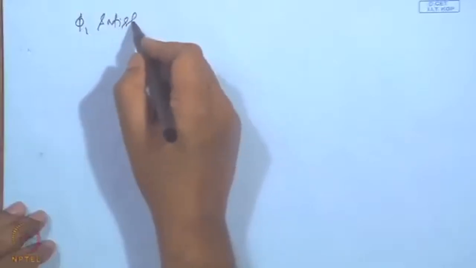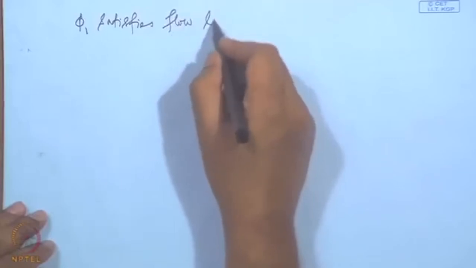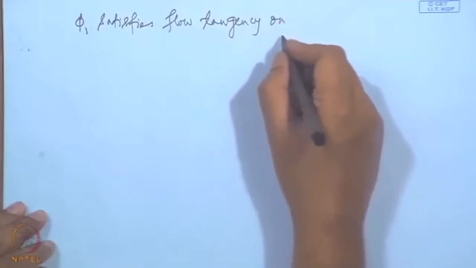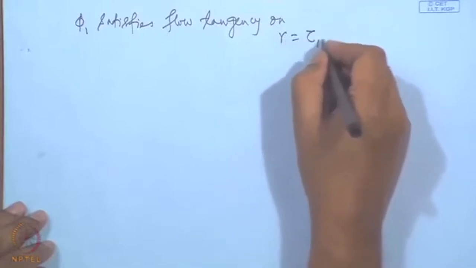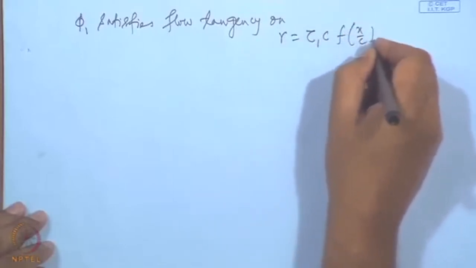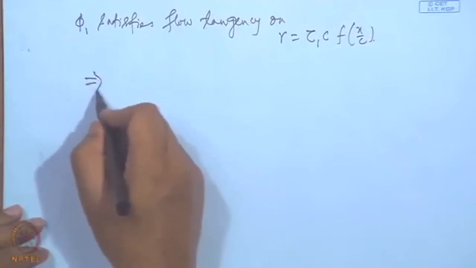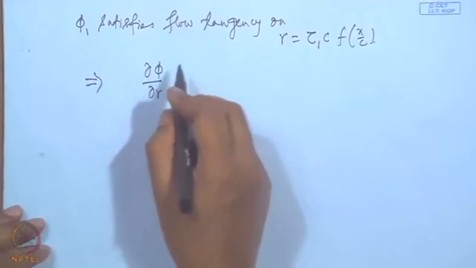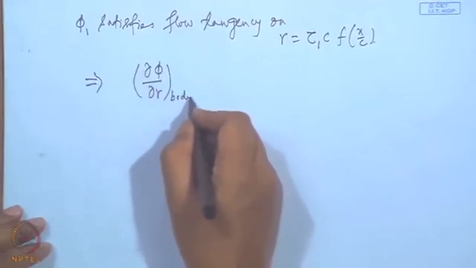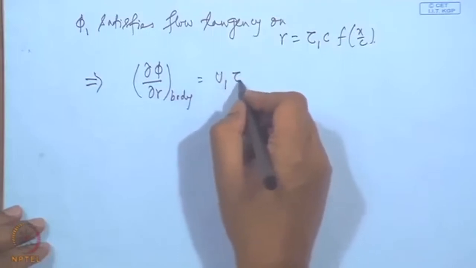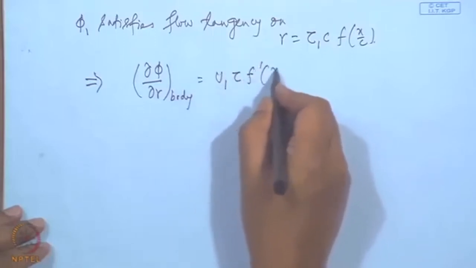Now, phi 1 satisfies the boundary condition on the body. Phi 1 satisfies flow tangency on the body r equal to tau 1 c f of x by c. Now, the boundary condition is d phi d r on the body equals u 1 into function of this tau 1 f prime x by c.